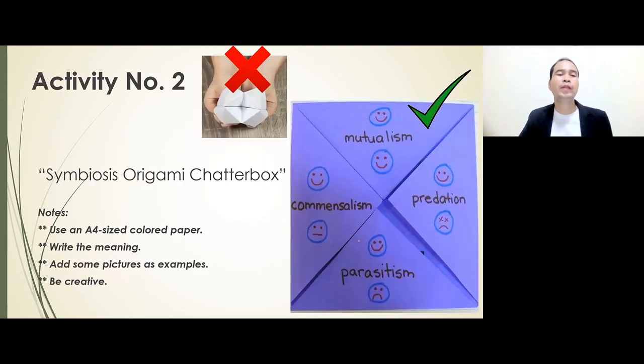I call it the symbiosis origami chatterbox. It is foldable, so you can open it and close it. When you open it, at the back you can read some information or see a picture about commensalism. When you close it, it looks like this. There are 6 ecological relationships and you can just choose 4. If you don't like predation and you want competition, it's okay. Please take note that in this project you will use an A4 size colored paper and write the meaning. What is commensalism? What is parasitism? What is predation? Add some pictures or describe the pictures as your examples, and of course, be creative.